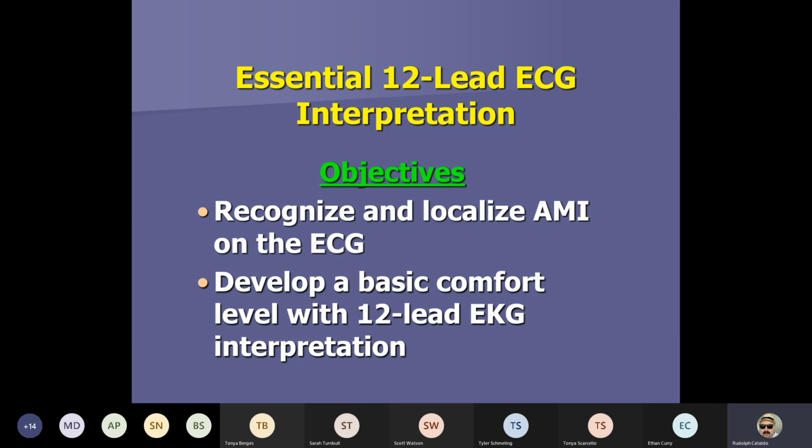What is an MI? We have to understand what an MI is and what's truly happening to know what we're looking for in 12 leads. So what is an MI?